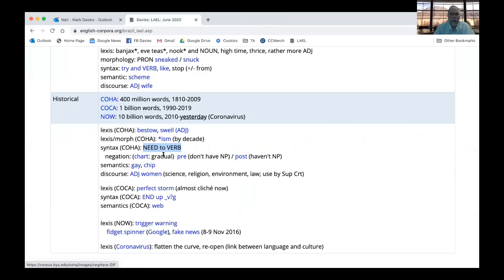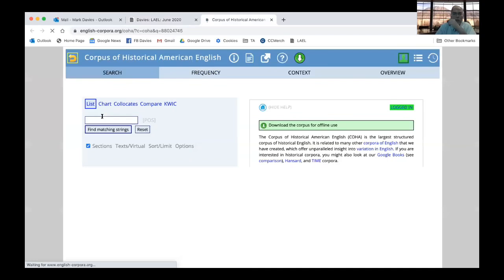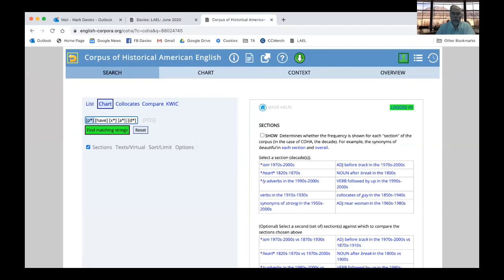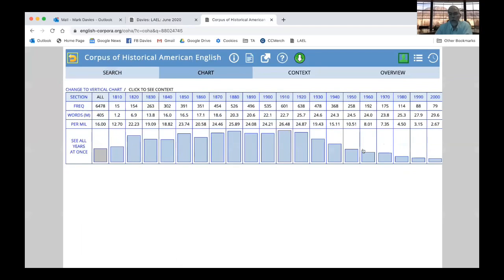Or for example, the construction with negation. Do you have preverbal negation with have in the possessive sense, or do you have postverbal negation? So for example, preverbal negation would be I don't have any time, whereas postverbal negation would be I haven't any time. This is a really complicated search in terms of what you're doing, but that basically means postverbal negation. You see it decreasing, and then the preverbal negation, I don't have the time, you can see that that's increasing quite a bit.